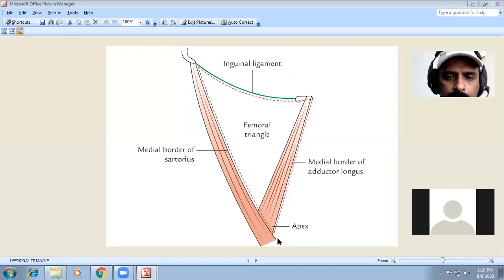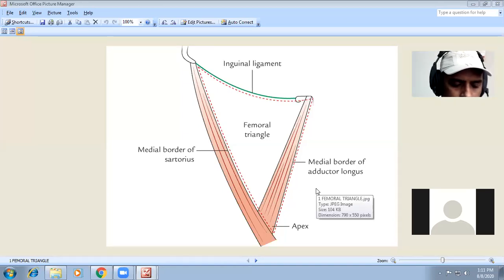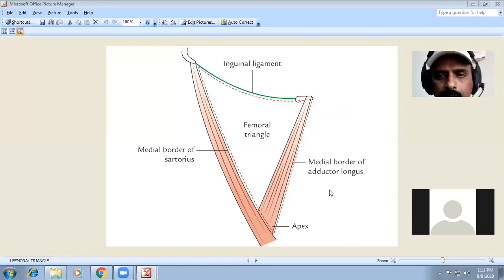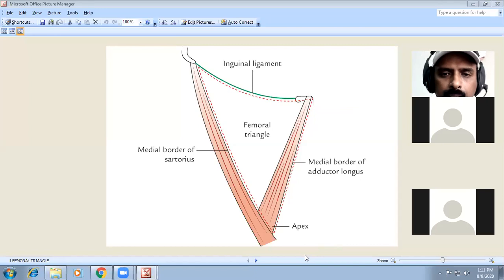Now you should remember the important questions you are going to get in the lower extremity. First of all, you have to know the contents of the femoral triangle. In this, the first contents are femoral artery and its branches, femoral vein and its tributaries.